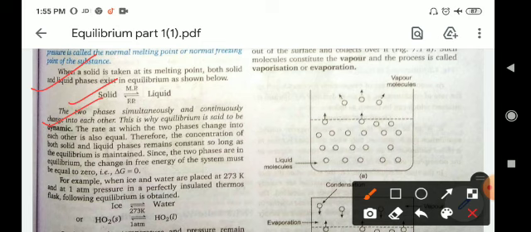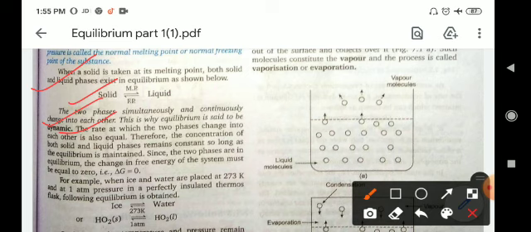Dynamic means when one form is converted into another and the other again comes back into the first form, then this condition is known as dynamic condition. The rate at which the two phases change into each other is also equal. Therefore, the concentration of both solid and liquid phase remains constant so long as the equilibrium is maintained. Means the concentration and the states of both become constant, and at that point the equilibrium will exist.